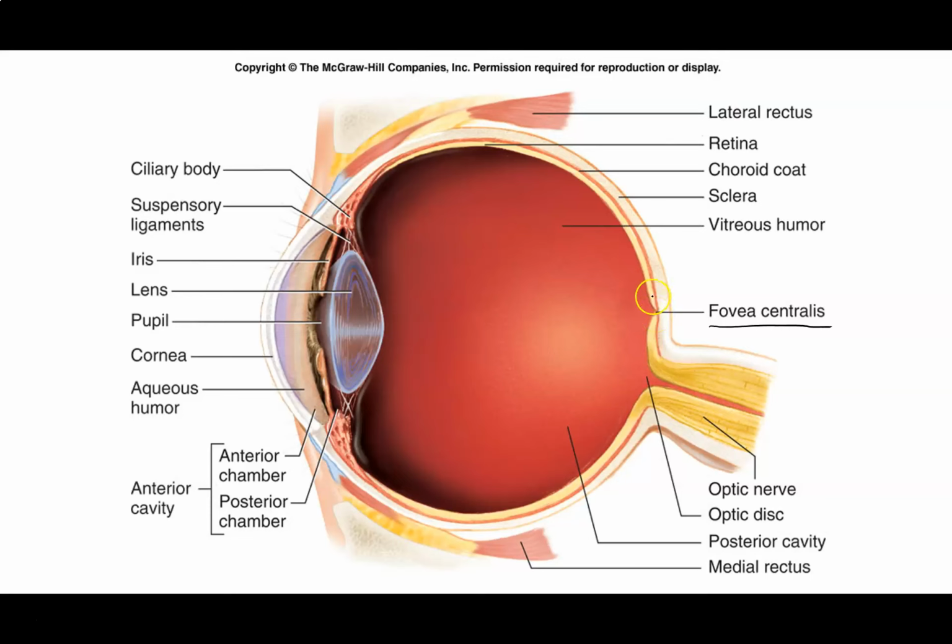Now, surrounding the fovea is an area called the macula lutea, which also contains a high concentration of photoreceptors. This is what begins to degrade in macular degeneration, leading to progressive vision loss.